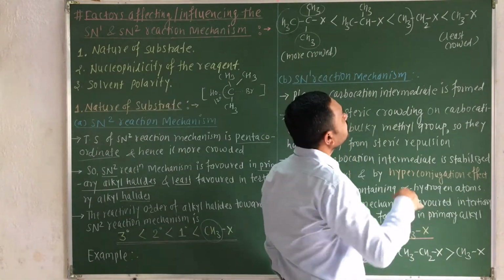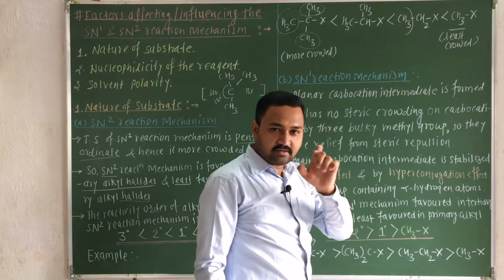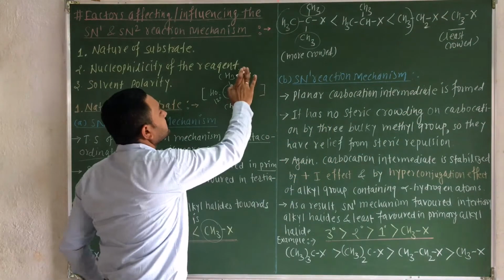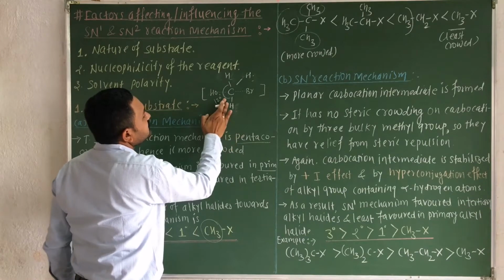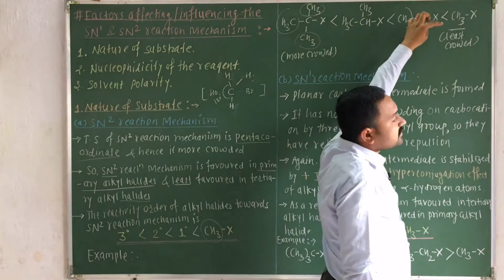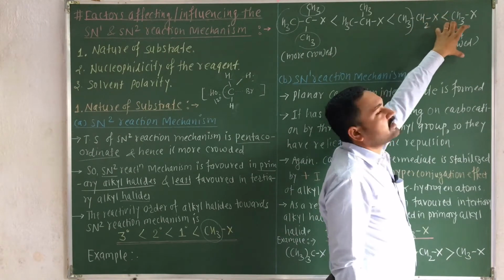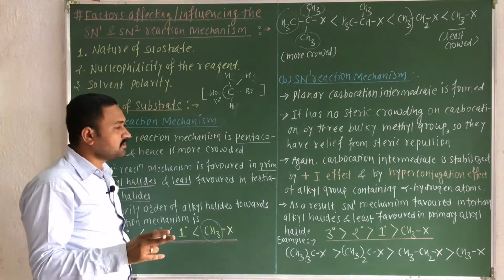Now here in the next example, only one methyl group is present. That means only 3 hydrogen atoms are attached to that carbon atom, which we already showed before. So this is that stage. This is nothing but again a primary alkyl halide. So these primary alkyl halides will be more reactive in the SN2 reaction mechanism.